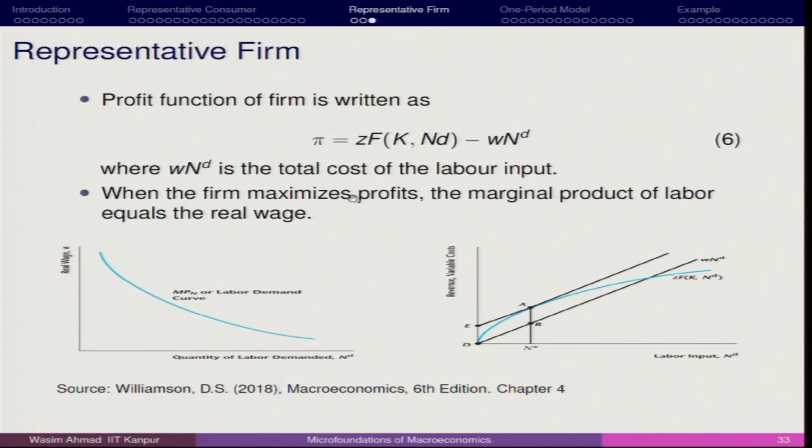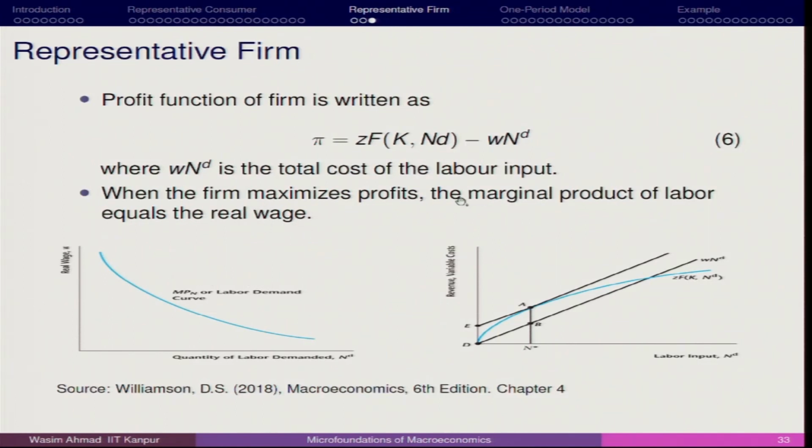When the firm maximizes profits, marginal product of labor equals the wage rate, and this is what it tells. So the moment you have the scenario, maybe here it can be looked at as point A, how it is moving, and here also you can think about it. So this is the marginal product of labor. The moment you have the scenario where the marginal product of labor is equal to the real wage.